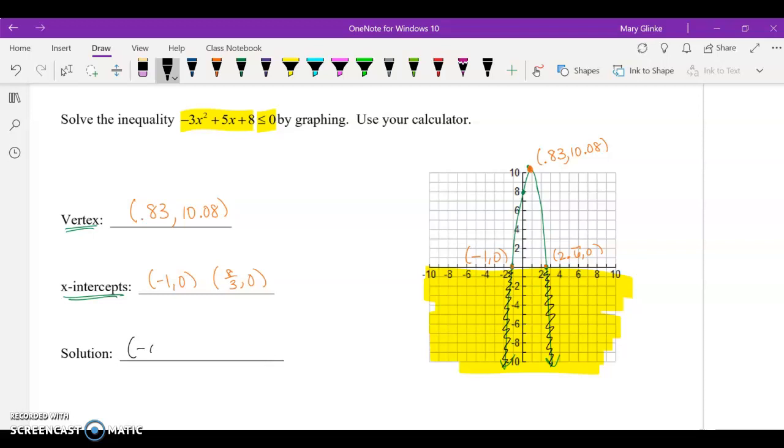So we're starting at the left forever up until -1. This one says or equal to, so we use our brackets. And then it starts again at 2.6 repeating or 8/3, and then to the right forever. Those are the x values that have y values that are less than or equal to 0. So that's how you can solve these graphically.